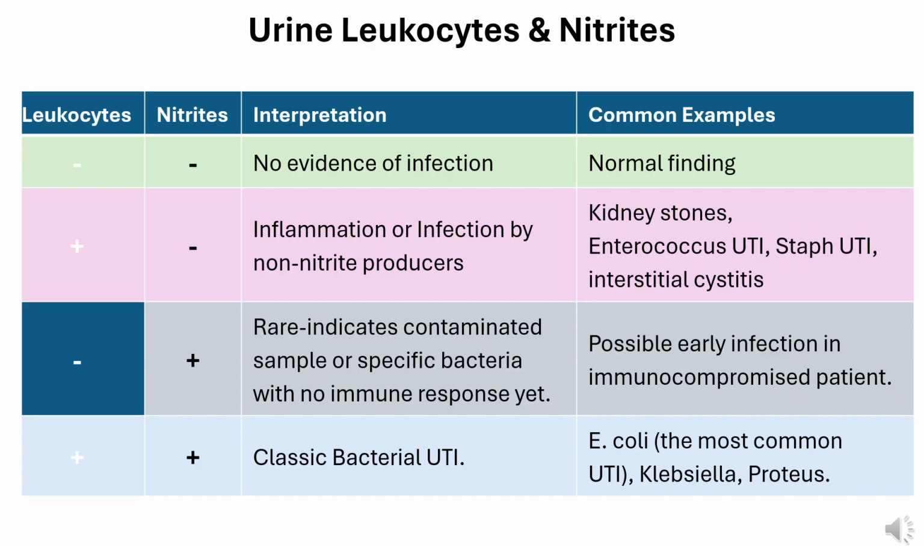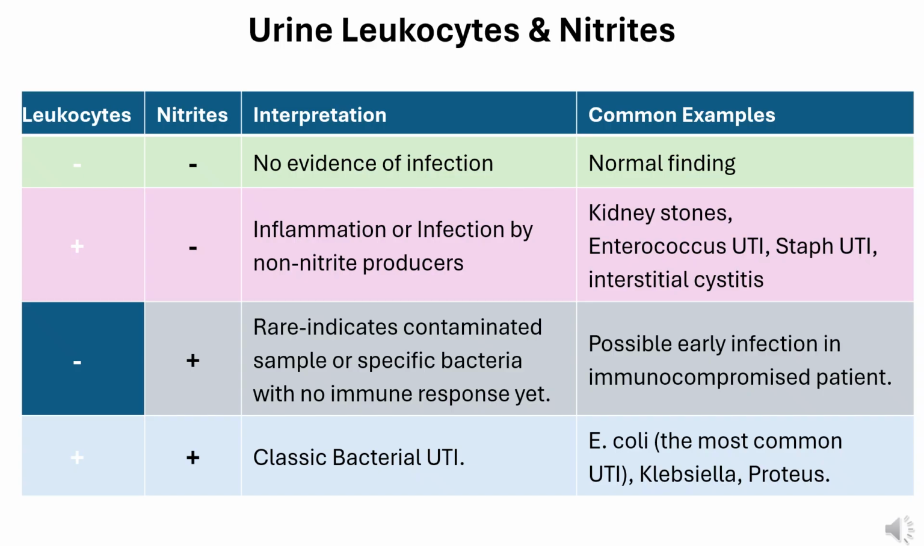Leukocytes plus, nitrites minus suggests inflammation or a UTI caused by an organism that doesn't produce nitrites, like Enterococcus or Staphylococcus saprophyticus. Could also be kidney stones. Leukocytes plus, nitrites plus, highly indicative of a bacterial UTI.